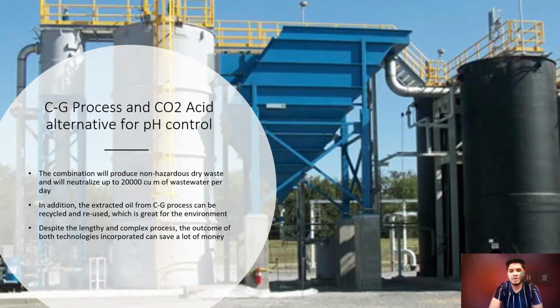So the most appropriate method will be the CG process and CO2 as an alternative for pH control together, because the combination will produce non-hazardous dry waste and can neutralize up to 20,000 cubic meters of wastewater per day. In addition, the extracted oil from the CG process can be recycled and reused, which is great for the environment. Despite the lengthy and complex process, the outcome of both technologies together can save a lot of money, and this is the best available technique that we have.